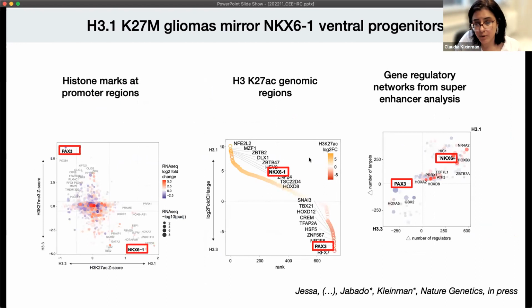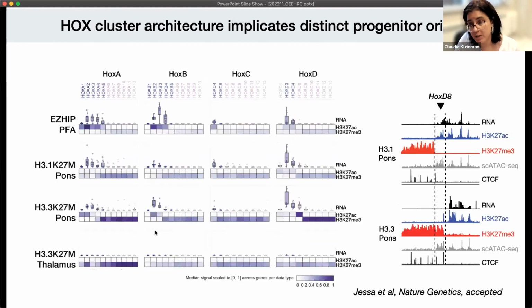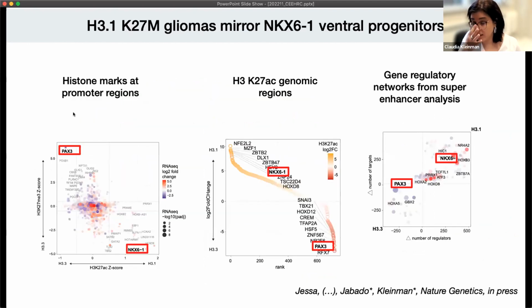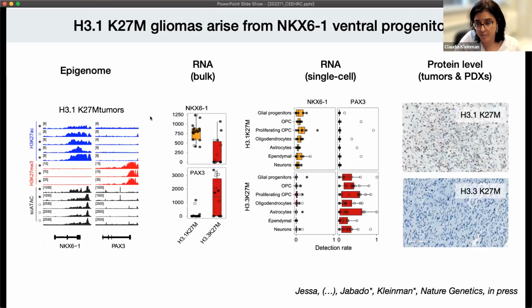So Selin showed you these results. I will go very, very quickly. If we want to narrow down the differences between H3.1 and H3.3, we can find these opposing patterns between PAX3 and NKX6-1 that is consistent across analyses, whether we look at promoter regions, we look at genome-wide acetylation, we reconstruct, with Stephen Mack at St. Jude, gene regulatory network space and super-enhancer analysis. We always find these opposing patterns of PAX3 and NKX6-1, and that is also consistent across data modalities.